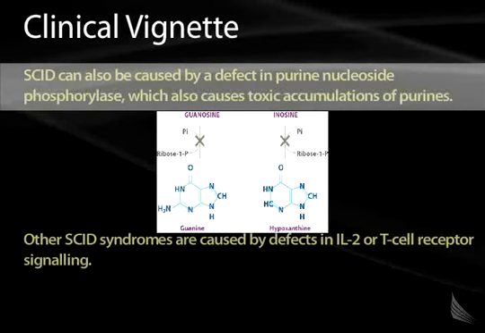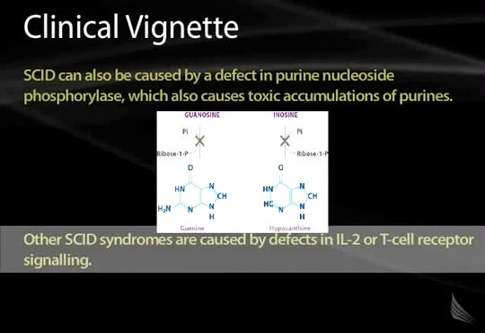SCID can also be caused by a defect in purine nucleoside phosphorylase, which causes toxic accumulations of purines. And this, remember, is in the conversion of guanosine to guanine in the process by which these nitrogenous bases are removed from the sugar backbone. There are other SCID syndromes as well that are caused by immunologic deficiencies that we won't talk about.